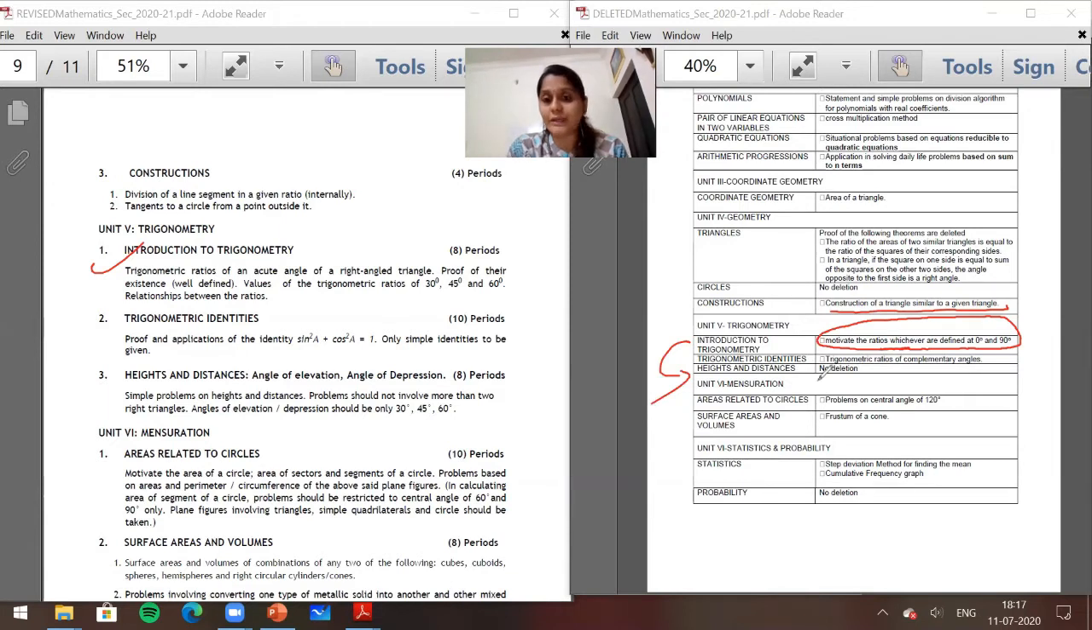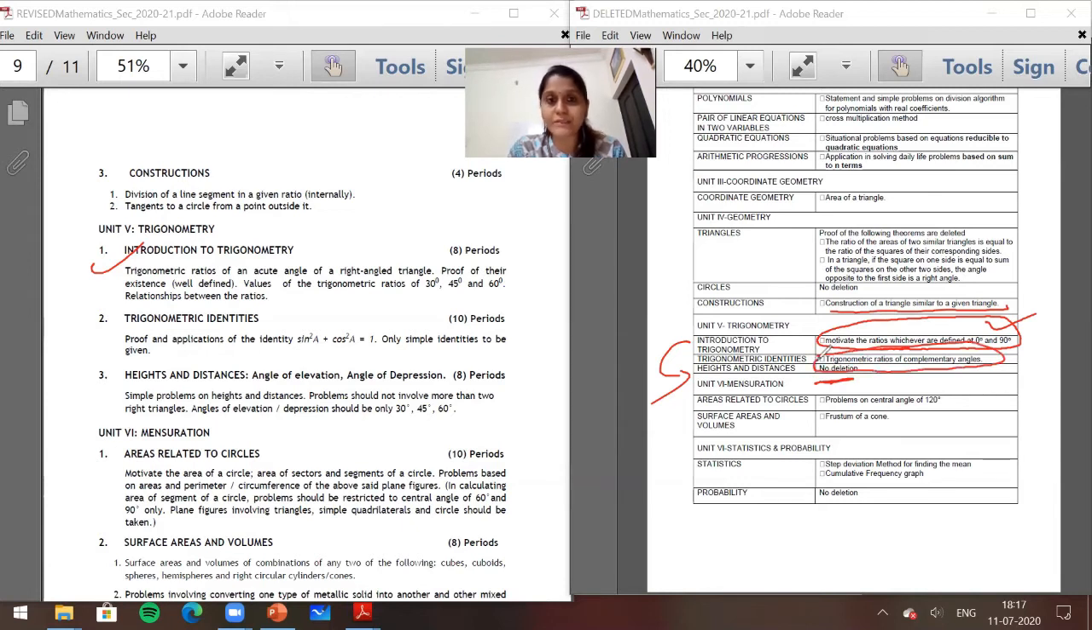And there's no deletion in heights and distances. So I would suggest, please learn that table. It's very important. There shouldn't have been any deletion from this part. It's not good. Anyways, complementary angles are also deleted, and they also should not have been deleted.